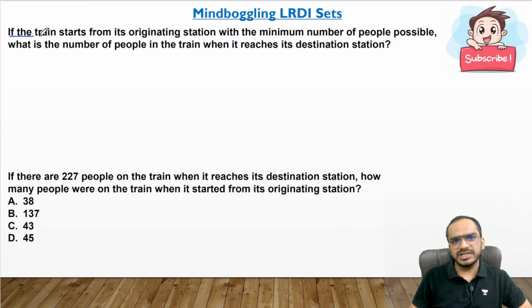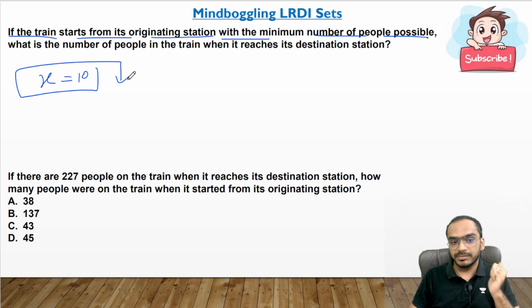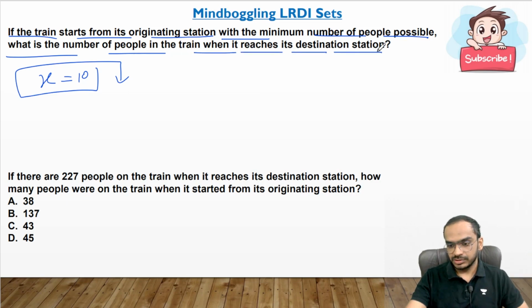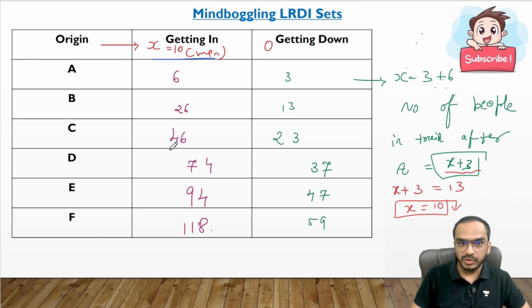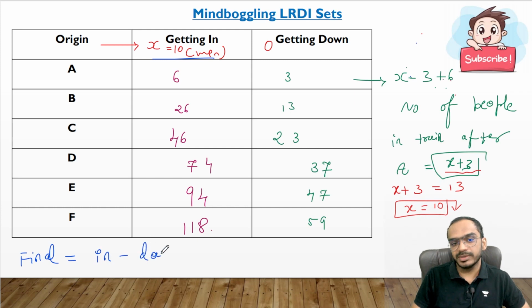Okay. If the train starts from the originating station with the minimum number of people possible, we saw that x is equal to 10, right? Train starts with the minimum number of people at the originating station, 10. What is the number of people in train when it reaches the destination? So see, when it reaches the destination, right? So the 10 people gets in, right? Yes or no? 10 people gets in. So final destination is how much? Getting in minus getting down. Tell me yes or no. Getting in minus getting down. So 10 minus 0 is 10.